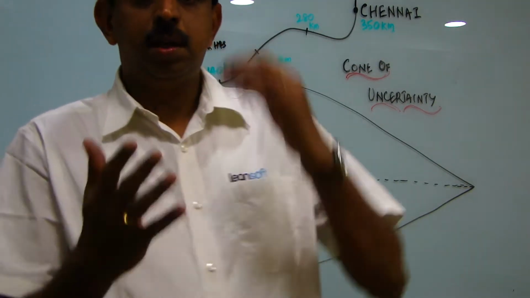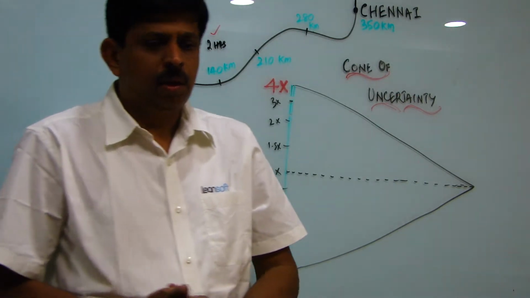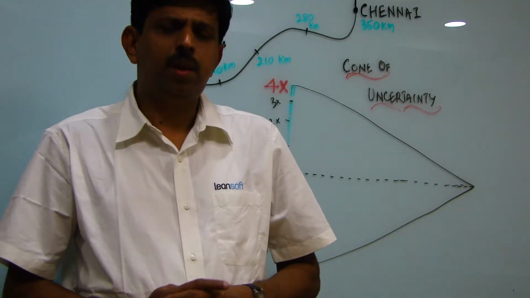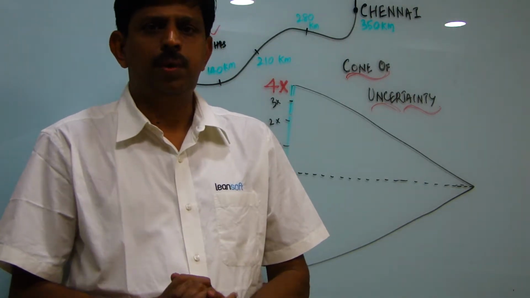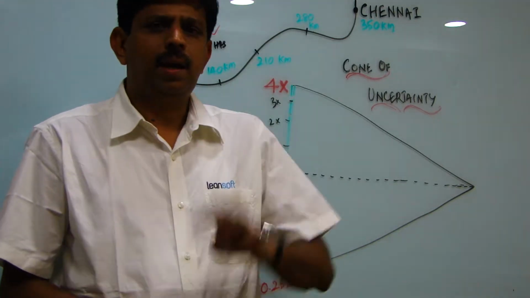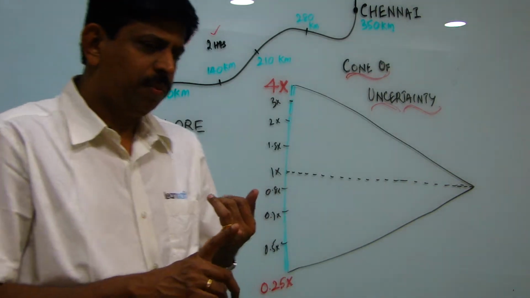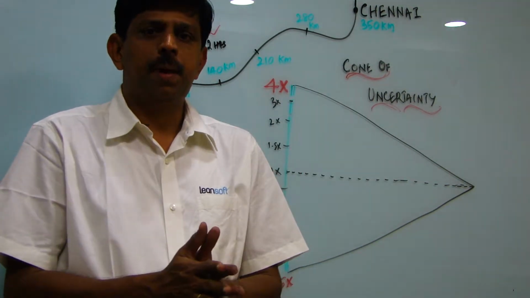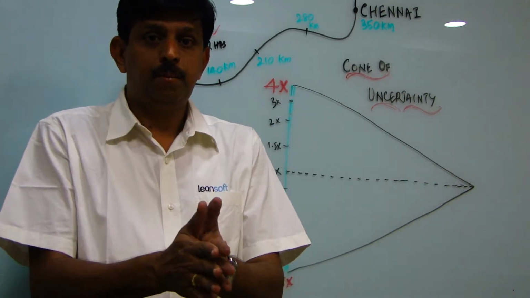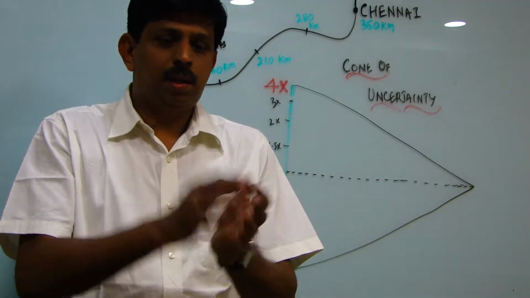In software, let's compare this with software development. What happens in software development? What are the different kinds of projects that we deal with? I can classify them into four types of projects. One is that I have done exactly the same in the past, and I know exactly how to do it.